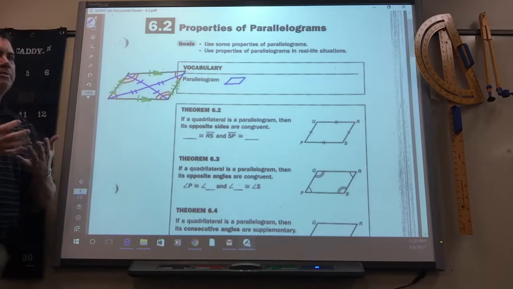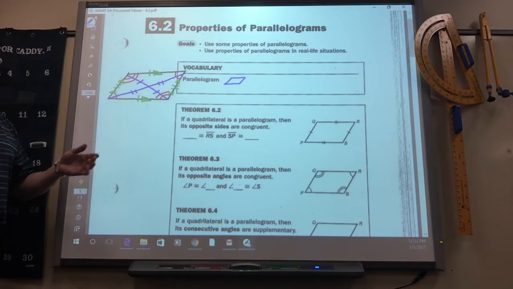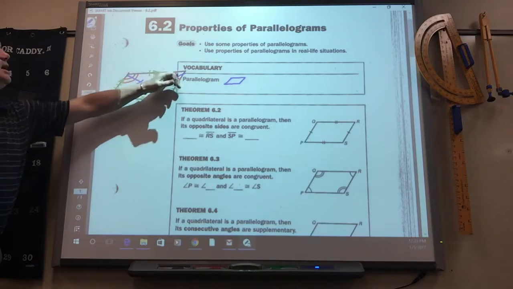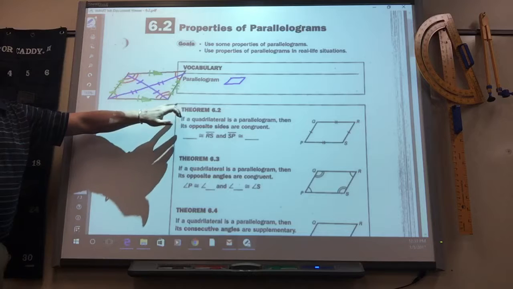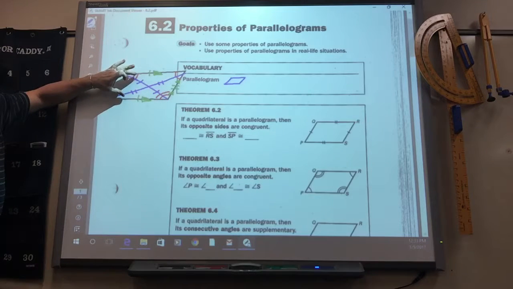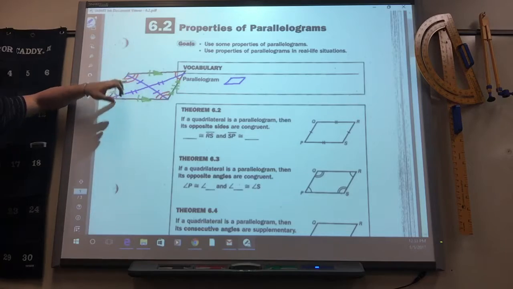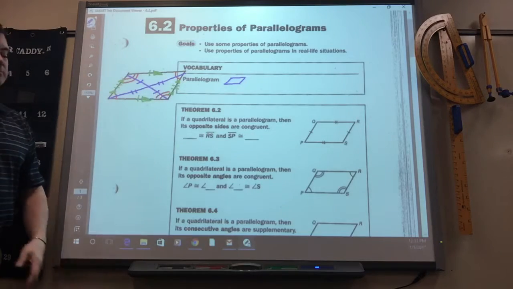So there's four properties. Opposite sides are both congruent and parallel. Opposite angles are congruent. Consecutive angles add up to 180. Yes, put your iPads away now. And diagonals bisect each other.